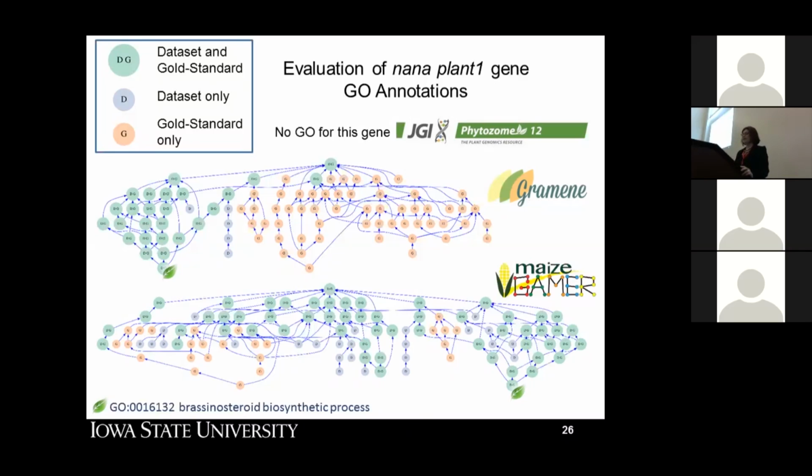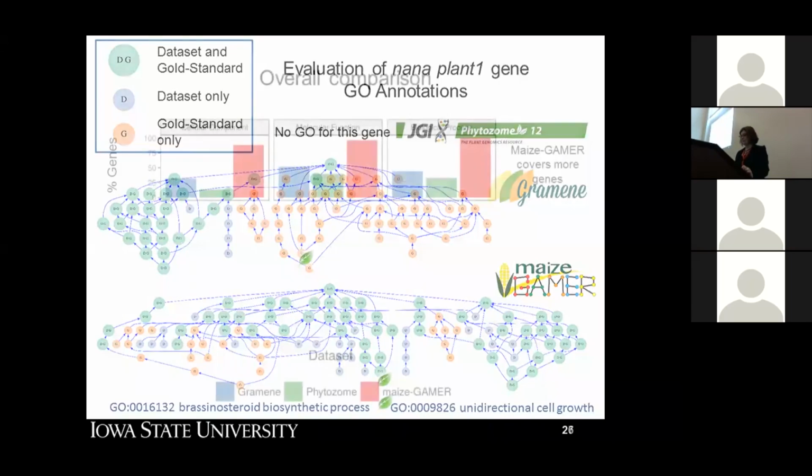I forgot this, sorry. So if you look at those leaf terms that I mentioned to you, brassinosteroid biosynthetic process, that term is right here in the Gamer graph. It's right here in the Gramine graph. They both did pretty good there. If you look at, instead, unidirectional cell growth, the Gamer data set got that one, but Gramine did not.